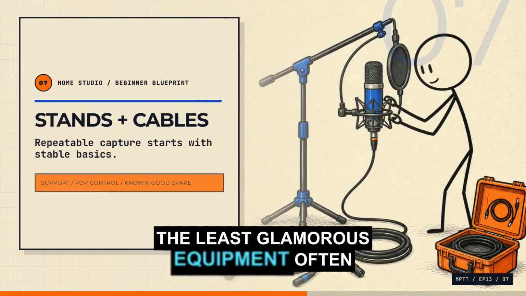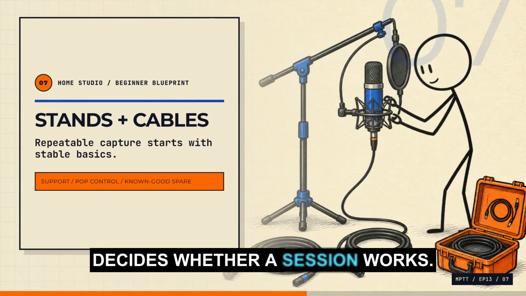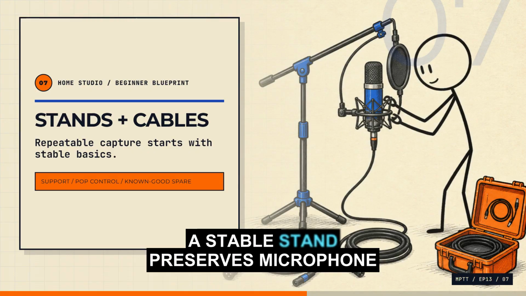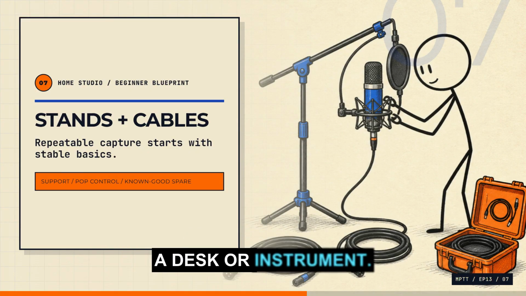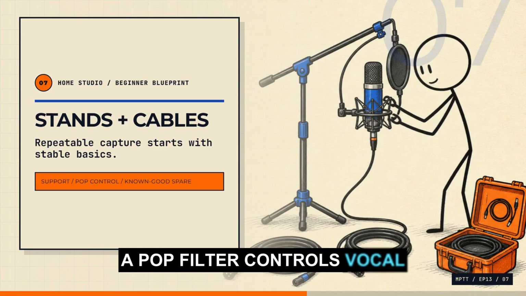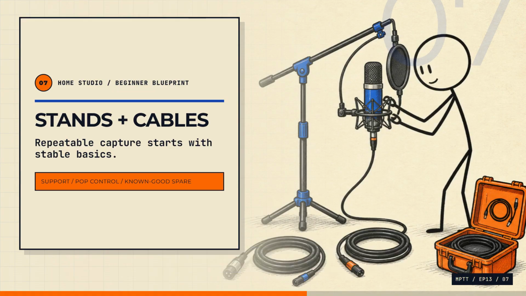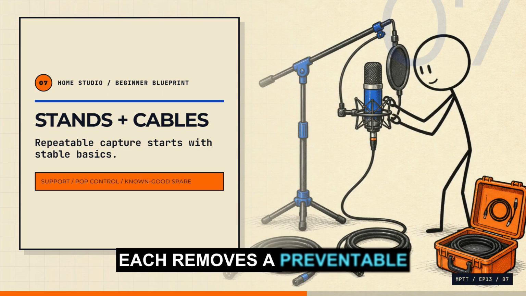The least glamorous equipment often decides whether a session works. A stable stand preserves microphone position, a boom reaches over a desk or instrument, a pop filter controls vocal airbursts, and a compatible shock mount can reduce vibration. Each removes a preventable problem.